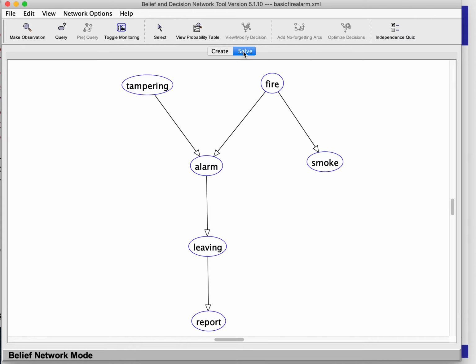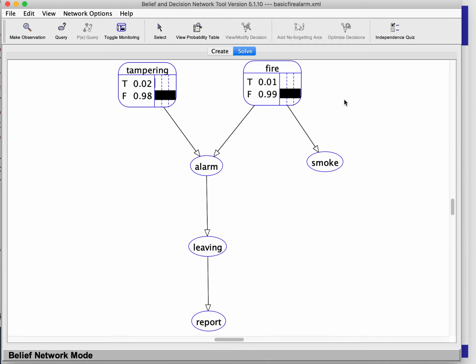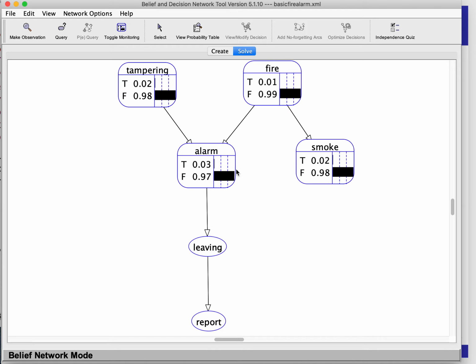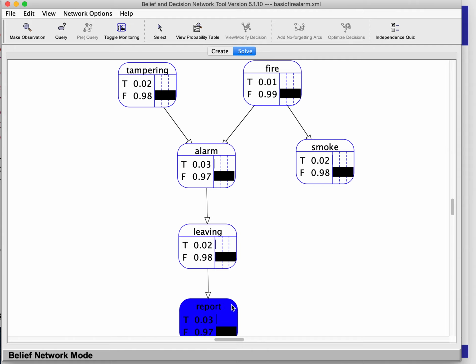So if we can click on solve mode, and I'm going to look at what's called toggle monitoring, and then click on this node that says the probability of tampering is 0.02. The probability of fire is 0.01. Well, now we want the probability of smoke. Well, smoke depends on whether there's fire, and so we had that conditional probability. It turns out the probability of smoke is 0.02. The probability alarm here is 0.03. The probability of leaving is 0.02, and the probability of report is 0.03.